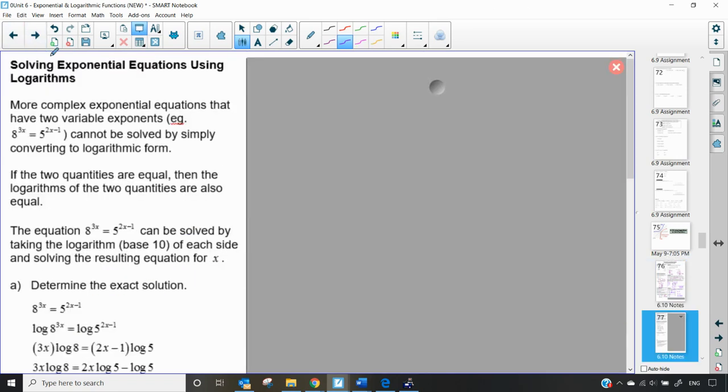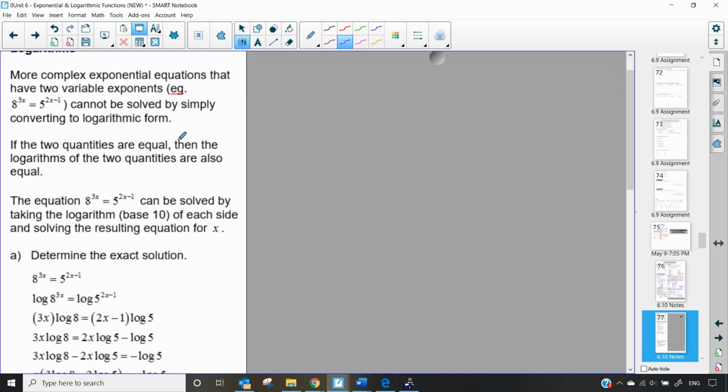All right, now when we're solving more complex exponential equations that have two variable exponents, we can't just solve them by simply converting to logarithmic form. So if we have exponents on either side of the equation and we have two different bases, we can't just solve by converting to log form. Now, if these can be written as the same base, then we might be able to equate our exponents. But in this case, 8 to the 3x and 5 to the 2x minus 1, these do not have the same bases, nor can they be put in the same base. So we have to look at solving this another way.